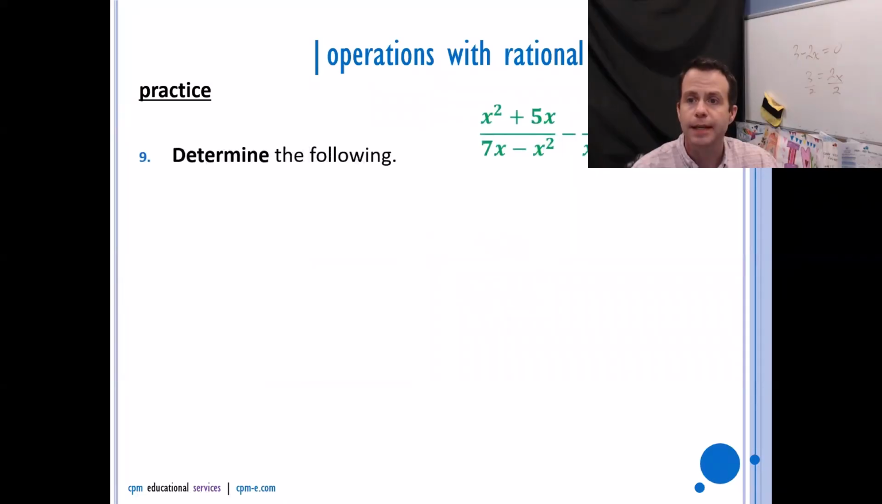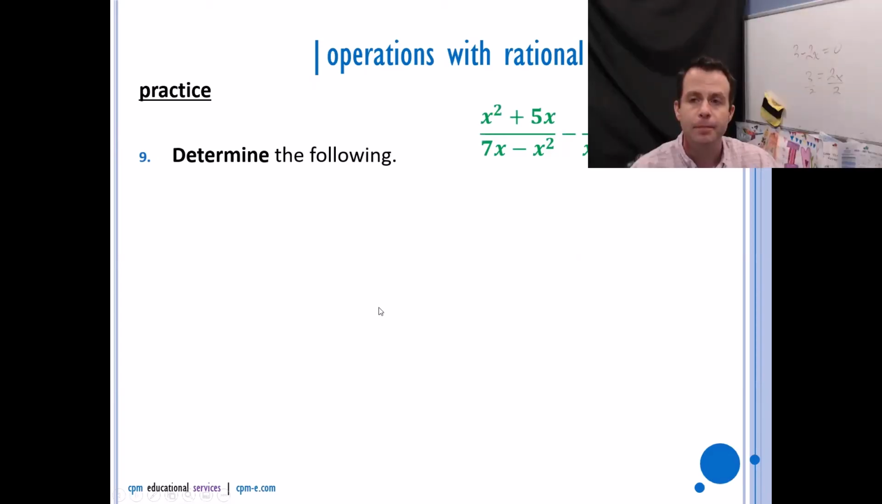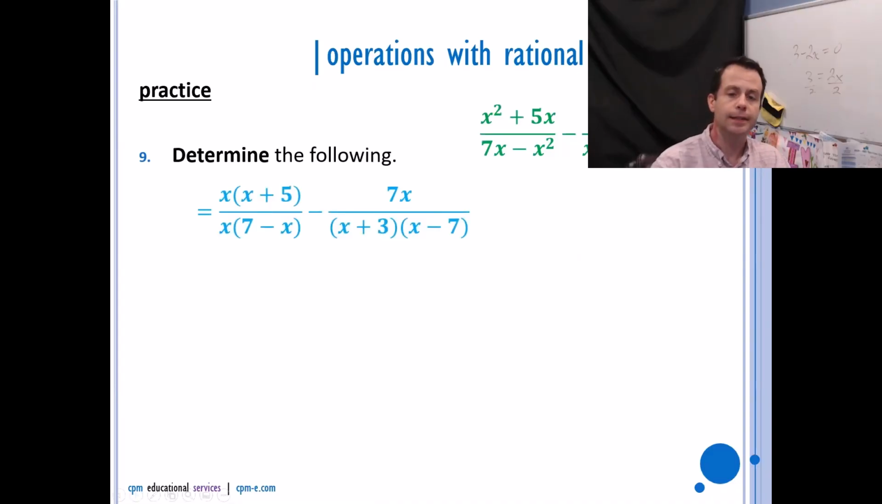Okay, let me just take that ink off for you. So again, I'll just hide myself for a quick sec so you can see the question I'm on. x squared plus 5x over 7 minus x, minus x squared minus 7x over x squared minus 4x minus 21. You're going to factor all that for me. Okay, and so the factored form that you should have gotten is x times x plus 5, x times 7 minus x. And then on the other guy, it'd be x plus 3, x minus 7 on the bottom.